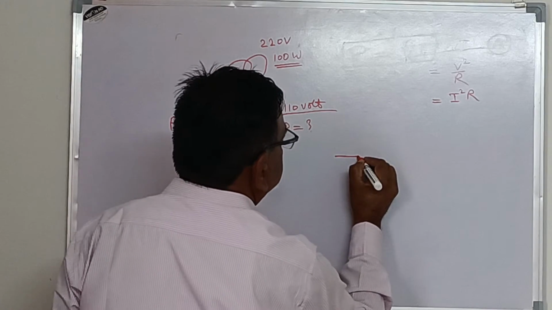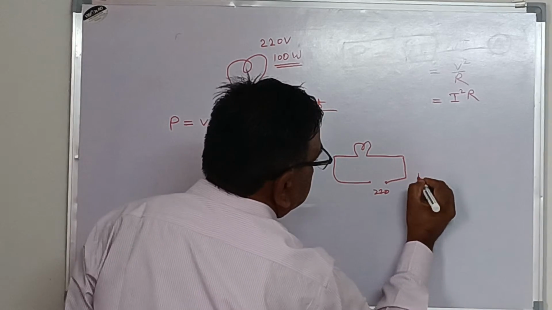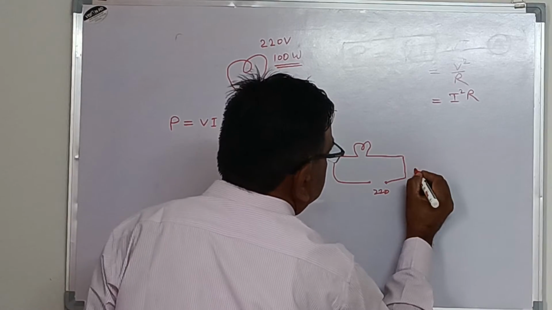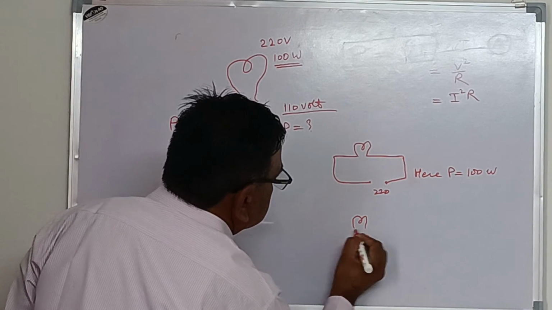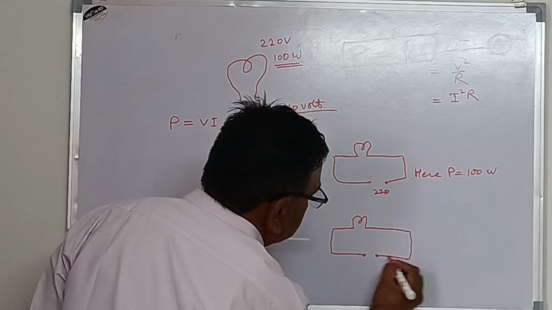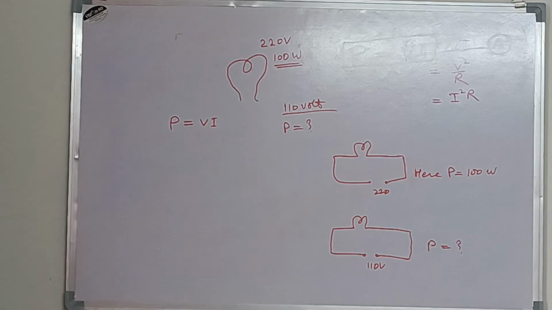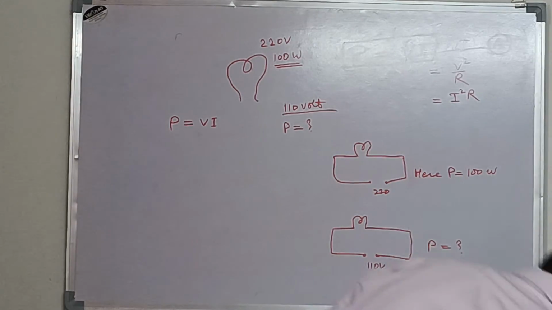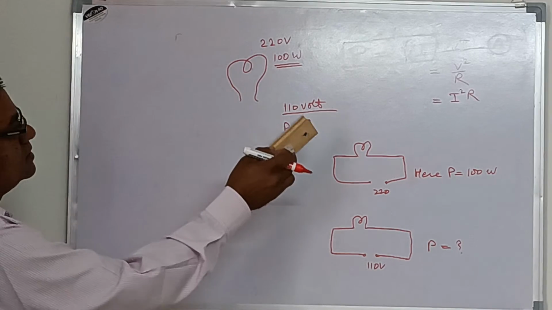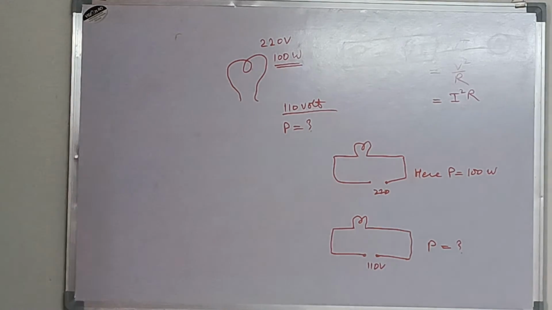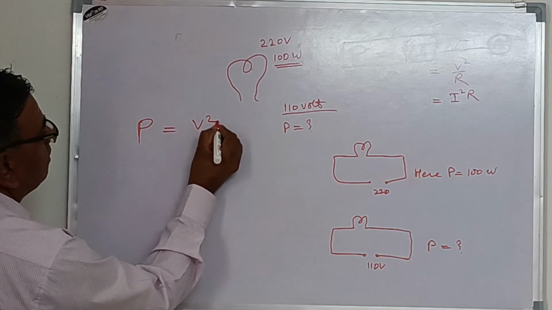Two circuits. 220 volt, then here P is equal to 100 watt. Now second circuit, 110 volt, P is equal to what? Now you use the formula. Here we see that the resistance of the bulb is constant. So we use the formula P is equal to V square by R.